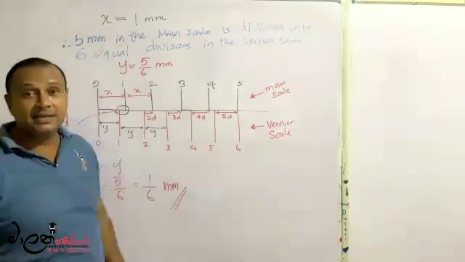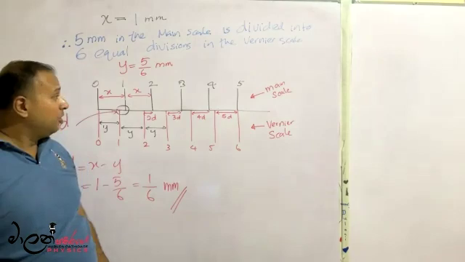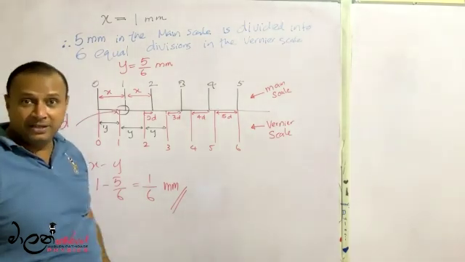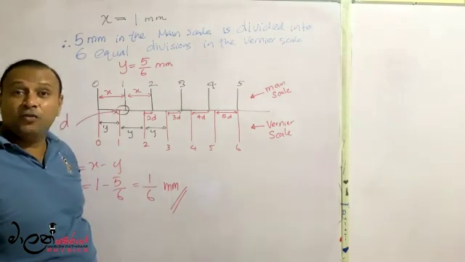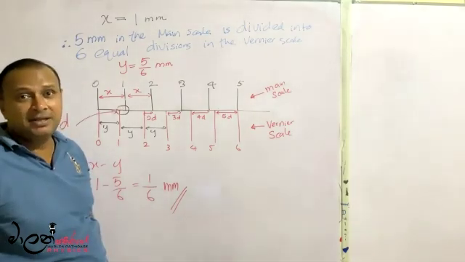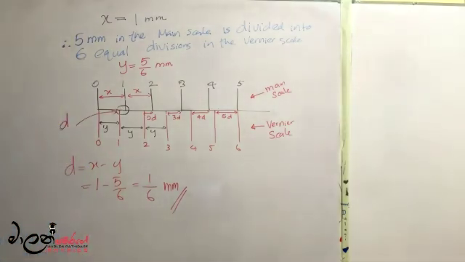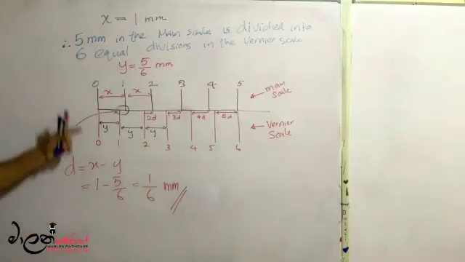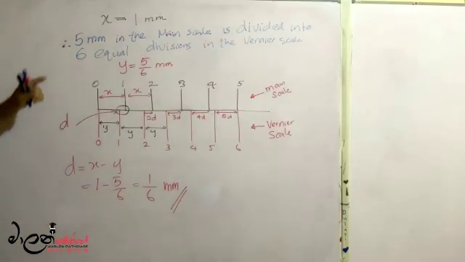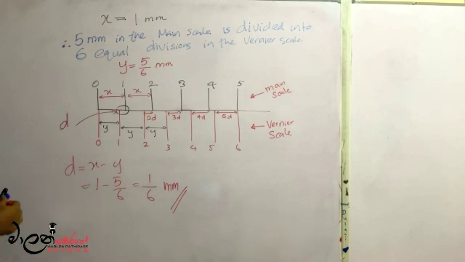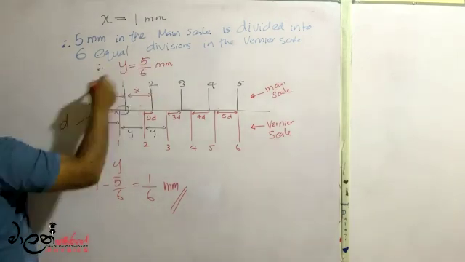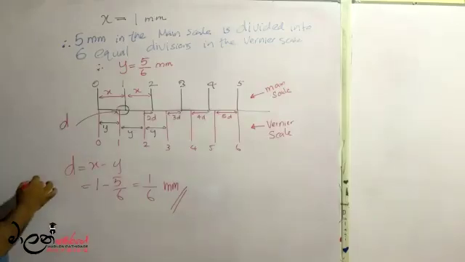Initially, the least count is equal to 1 millimeter. Now, if I combine with the vernier scale, the least count is equal to 1 over 6. That means 6 times more accurate. Here, x is equal to 1 millimeter. Therefore, 5 millimeter in the main scale is divided into 6 equal divisions in the vernier scale. So, y is equal to 5 millimeter over 6. d is equal to x minus y. Therefore, d is equal to 1 over 6 millimeter.